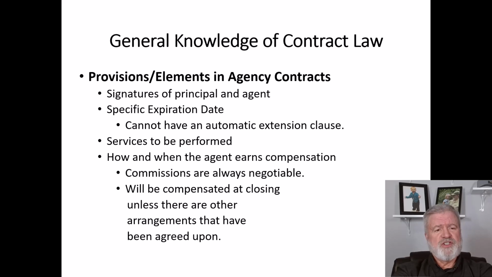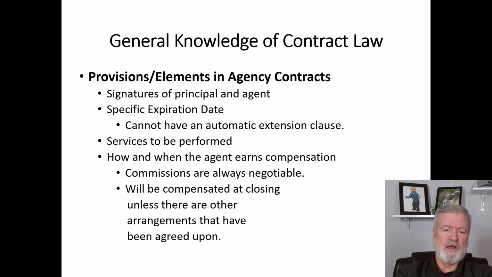Y'all, the next provision says we have to have a specific expiration date. Now, y'all, that one's critical. I'd be shocked if you don't get asked about this. Y'all, there has to be an expiration date in the contract. Y'all, this agency agreement must expire at some point. Okay?